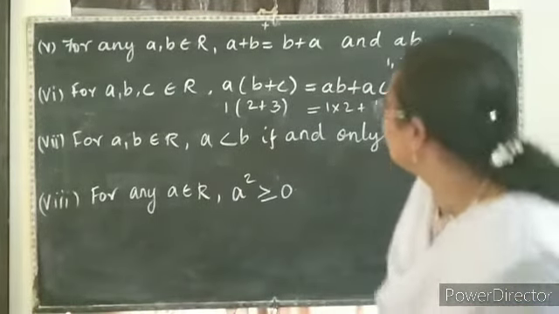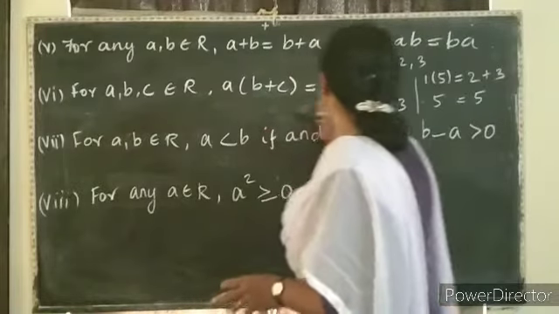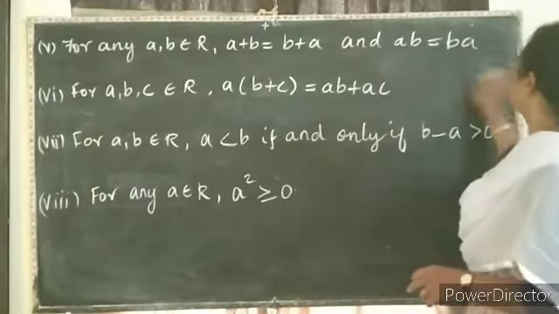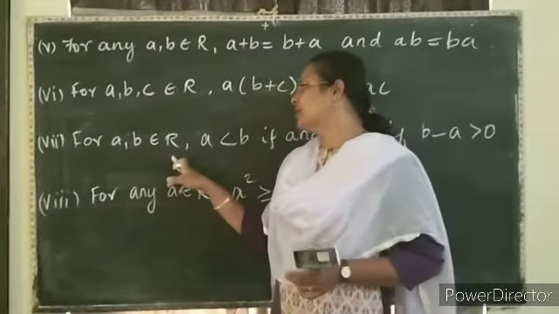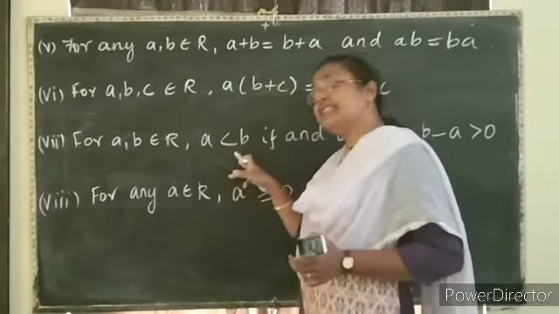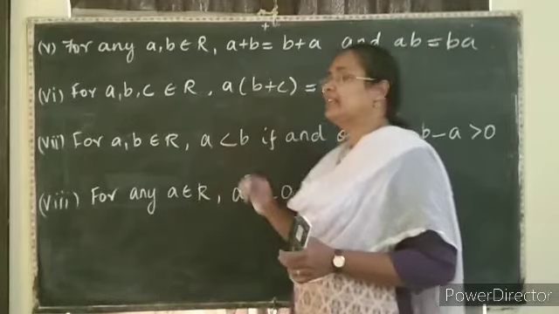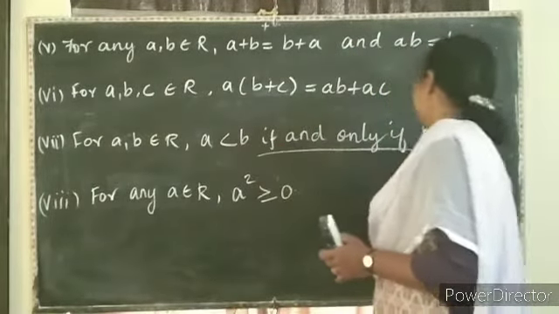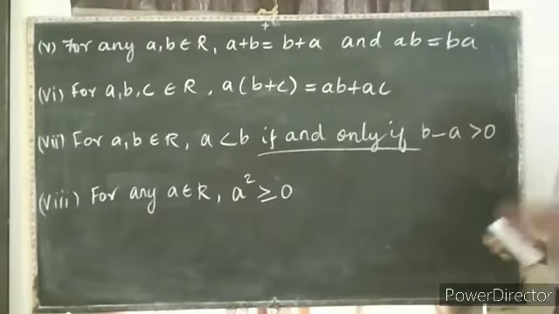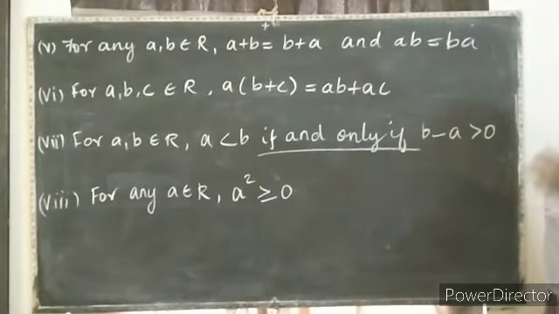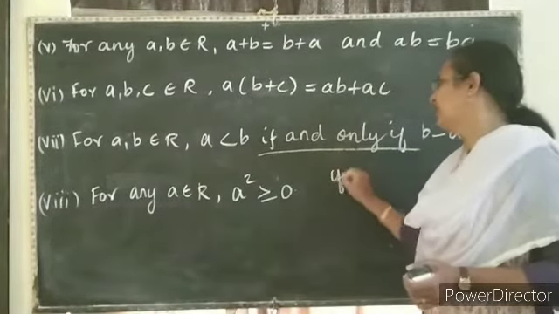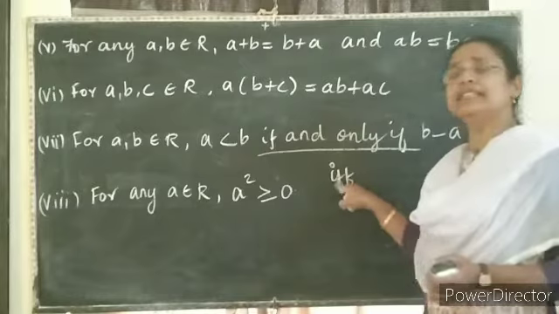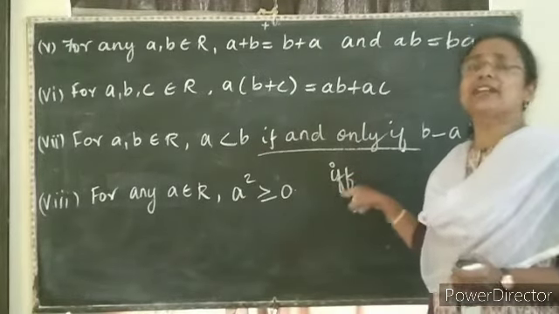Okay, now let's get with the next one. Very simple and very important too. Now look into this. For a, b belongs to R, a is less than b if and only if. This is very important. Now we will be using this statement, if and only if, often. We can rewrite this in short form like this, iff. So this means if and only if.